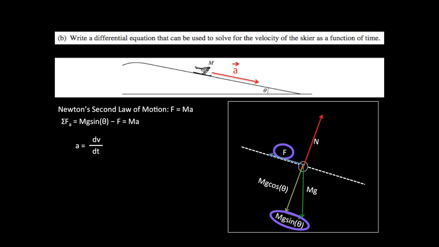a is the derivative of velocity over time. So we can replace a in the equation with dv over dt. And that's our final answer.